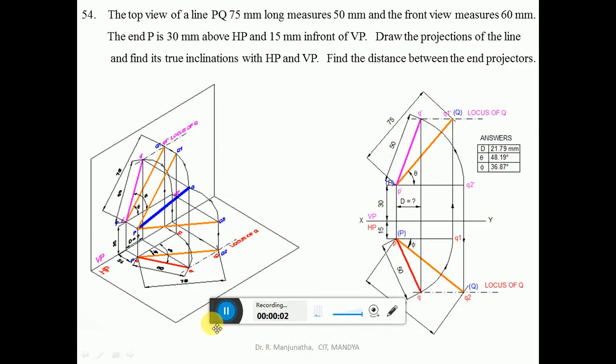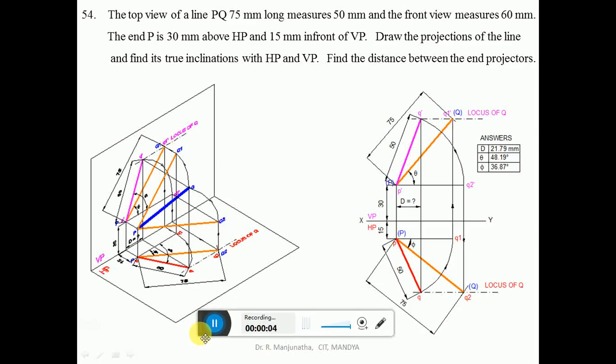The top view of a line PQ, 75 mm long, measures 50 mm, and the front view measures 60 mm. The end P is 30 mm above HP and 15 mm in front of VP. Draw the projections of the line and find the true inclination with HP and VP, and find the distance between the end projectors.